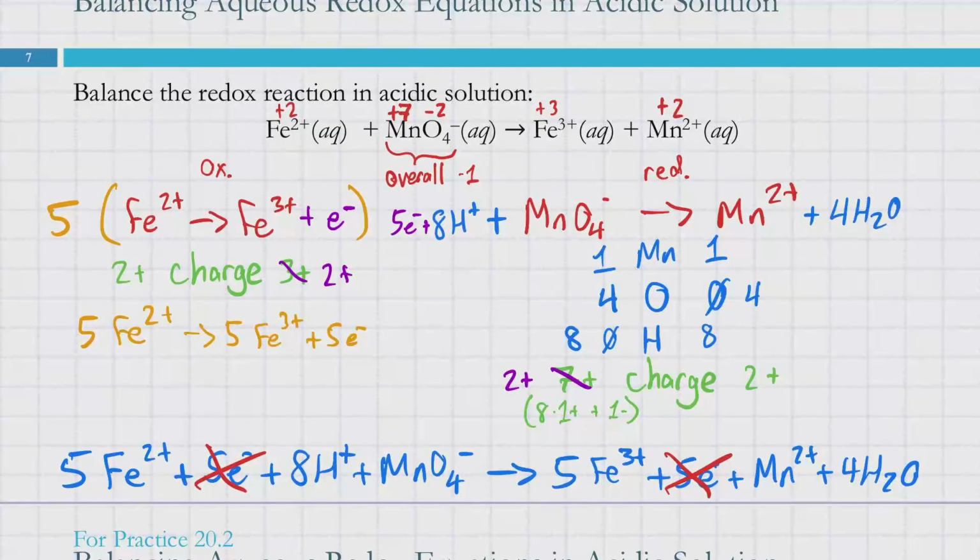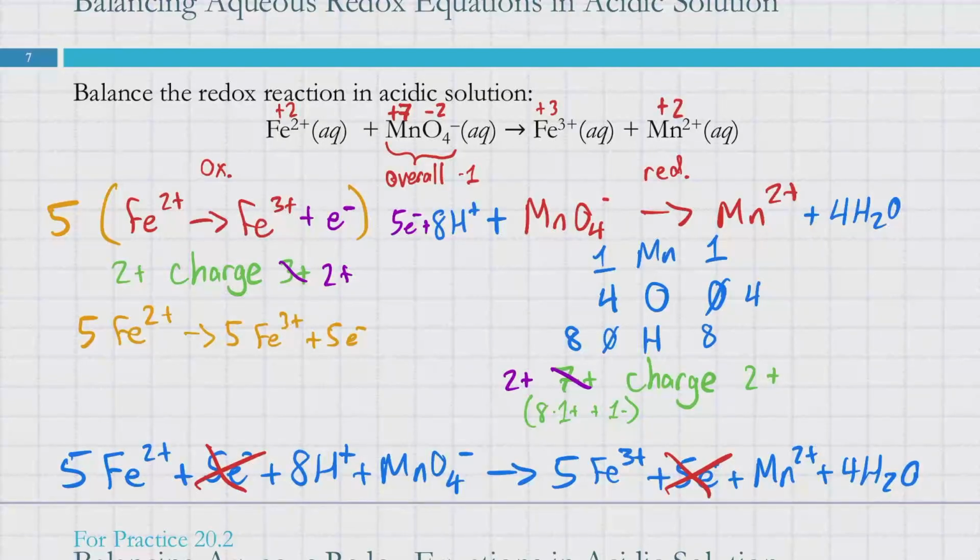And then just to be sure, we can verify that our mass is balanced. Looking at our iron, we've got 5 on the left, 5 on the right. Our manganese, we've got 1 on the left, 1 on the right. Our hydrogens, we've got 8 on the left, 4 times 2 is 8 on the right. We've got 4 oxygens on the left, 4 times 1 oxygens on the right.